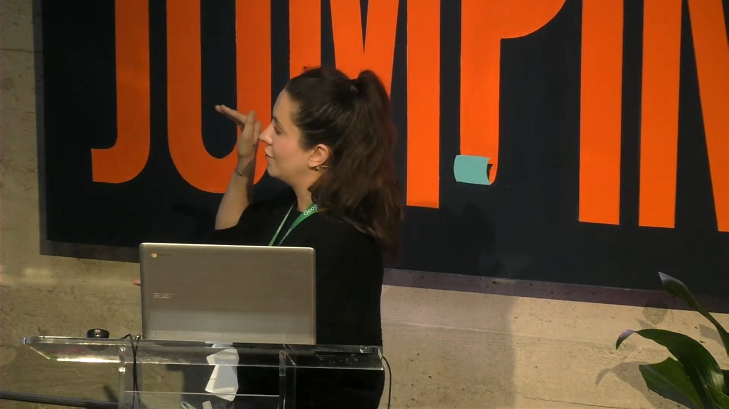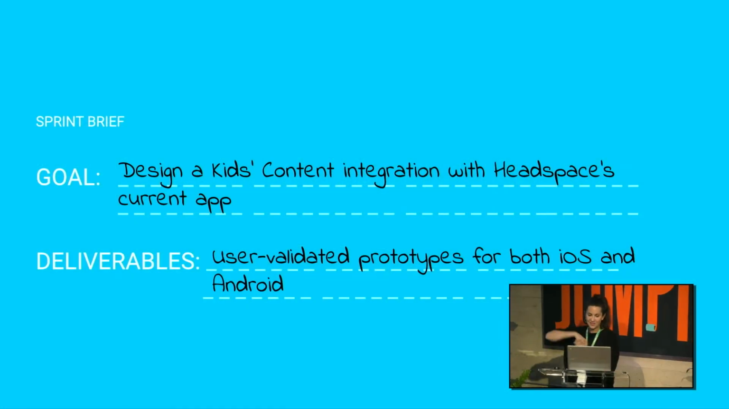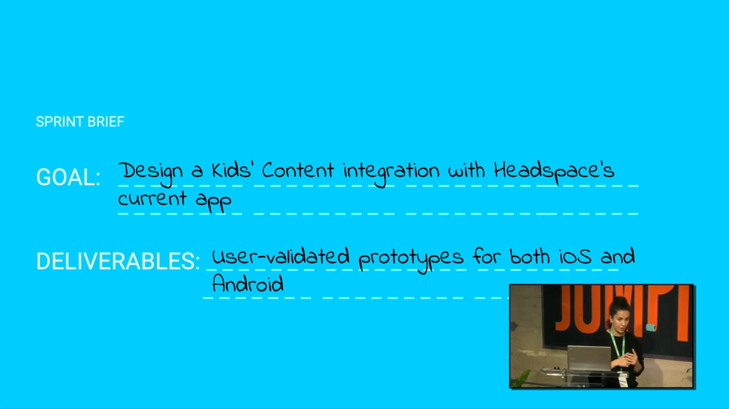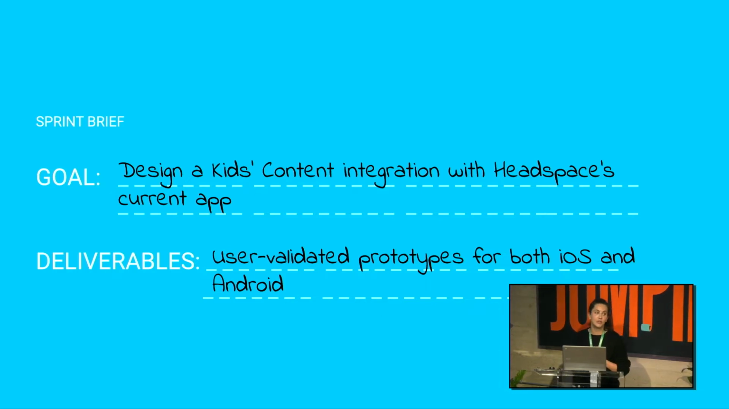So this is like a preview of our sprint brief with our sprint challenge, which is the most important part of your sprint brief. Our goal was to create an MVP for a feature within their current application, and our deliverables were user-validated prototypes that we would test with users.